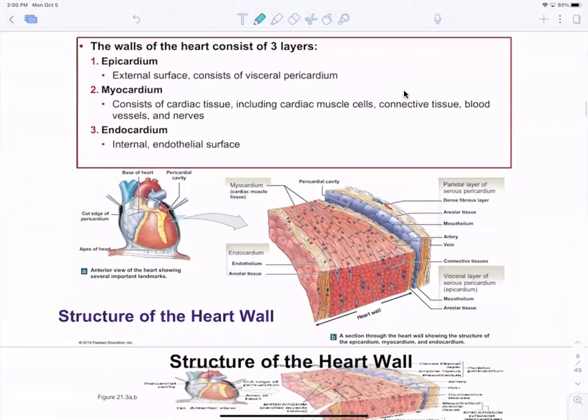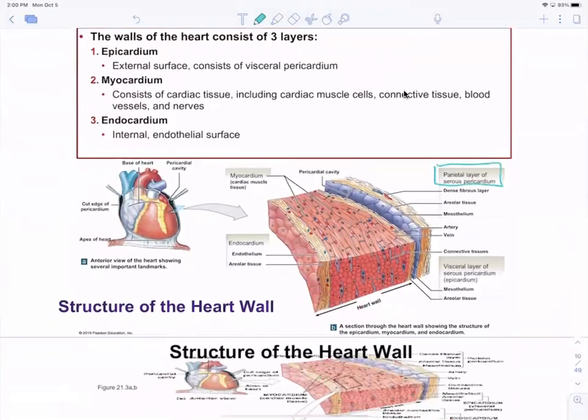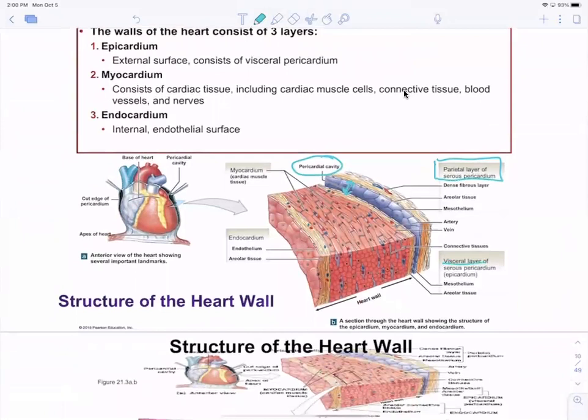As far as the anatomy of the heart wall, hopefully you guys remember, there are the serous membranes. And so you have the parietal pericardial membrane, then you have the pericardial cavity or space, which is between these two membranes. And then you have the visceral pericardium. We also call the visceral layer of the pericardium the epicardium. The epicardium is the visceral layer of the pericardium. Then you have the myocardium.